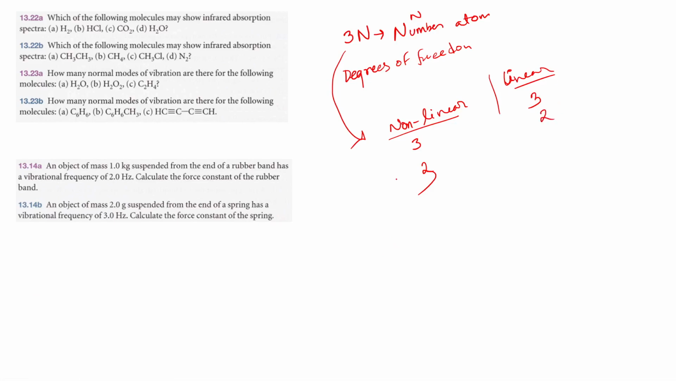And that's why your vibrational degrees of freedom is going to be 3n minus 6. 3 will account for translational, 3 will account for rotational, so vibration is going to be 3n minus 6, and 3n minus 5 for a linear molecule. So that is your normal modes of vibration. What does normal modes of vibration mean? Is there any abnormal modes of vibration possible?